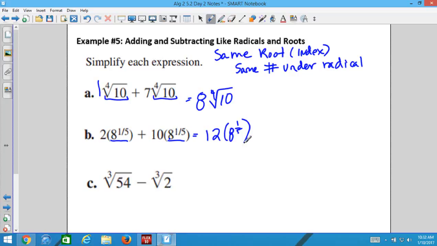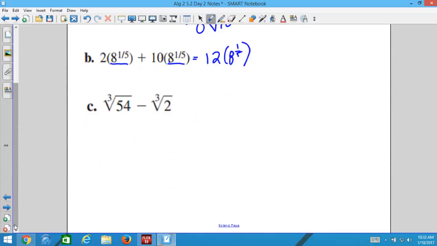Question C, do we have the same index number and the same number under the radical? No. What do we have? The number under the radical. Okay, but does this simplify? 8 doesn't go into 54. It has to be a perfect cube, but 8's not the one.